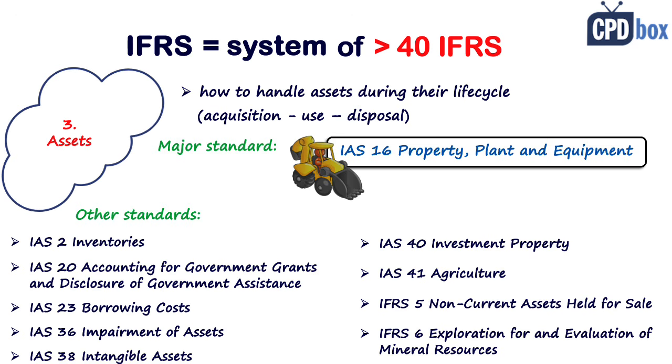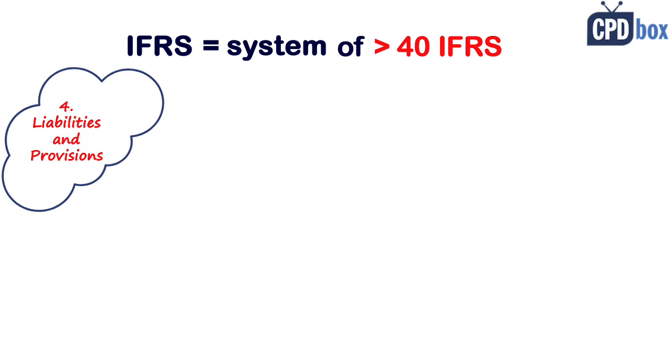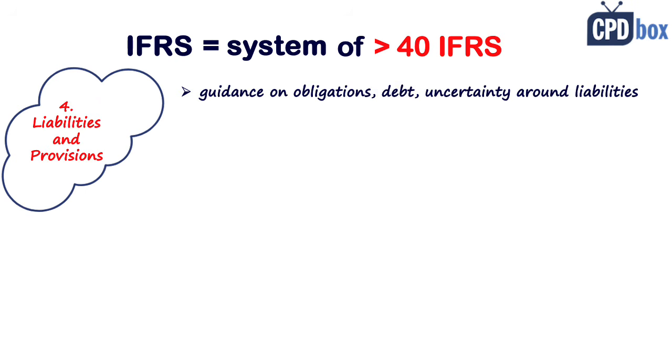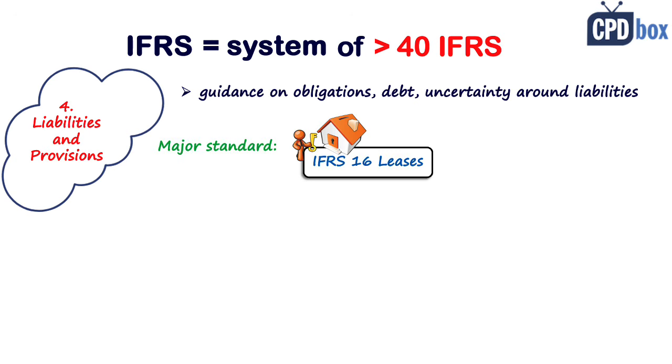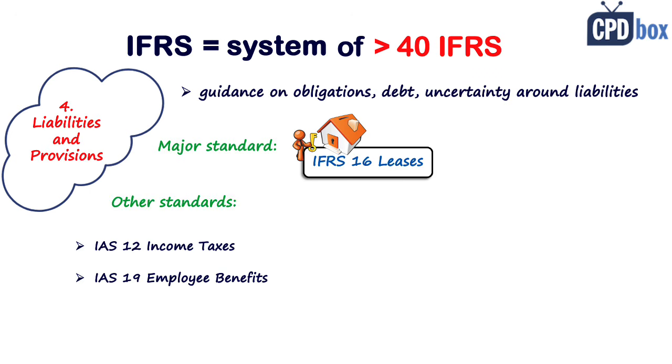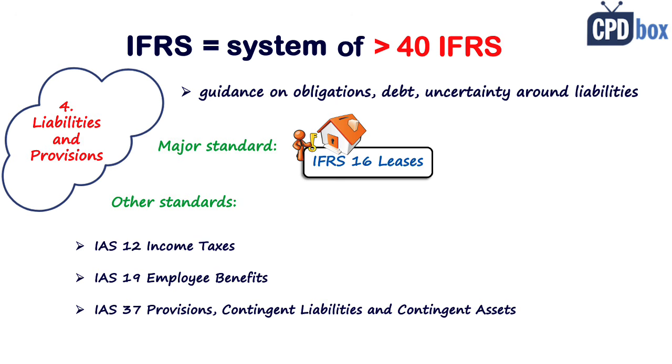The other group is liabilities and provisions. These standards cover obligations, debt, and uncertainty around liabilities. Well, I would focus on IFRS 16 Leases. It's fairly important, but the remaining standards in this cloud are also as important and quite significant. So these are IAS 12, Income Taxes, IAS 19, Employee Benefits, IAS 37, Provisions, Contingent Liabilities and Contingent Assets, and IFRS 2, Share-based Payments.